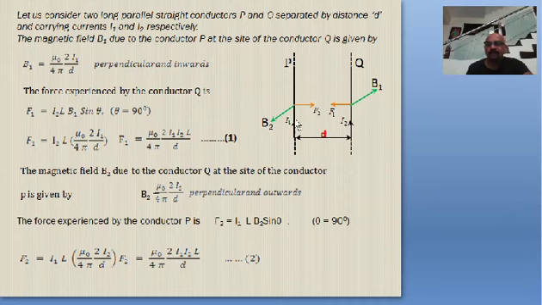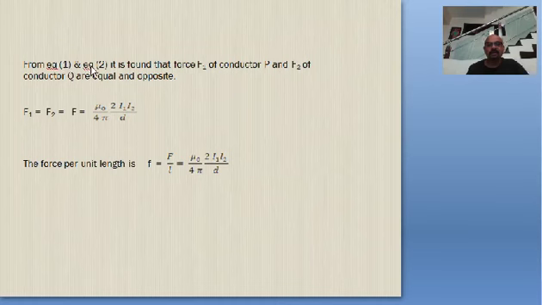So F2 is acting towards the conductor Q. So F1 is towards the conductor P, F2 is towards the conductor Q, and both the forces are equal and opposite. Remember this, okay? So now having learned this, notice that from equations 1 and 2 it is found that F1 of conductor P and F2 of conductor Q are equal and opposite. So let us call that F. So F1 is equal to F2, that is equal to F. So F is equal to mu naught by 4 pi, 2 I1 I2 divided by D.